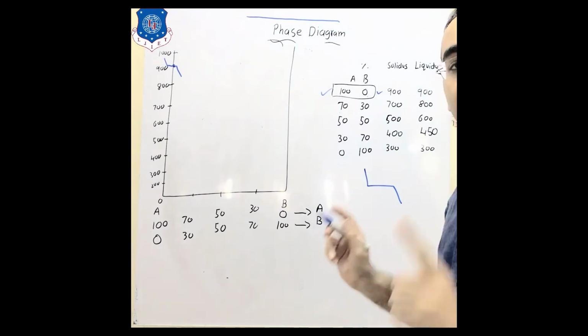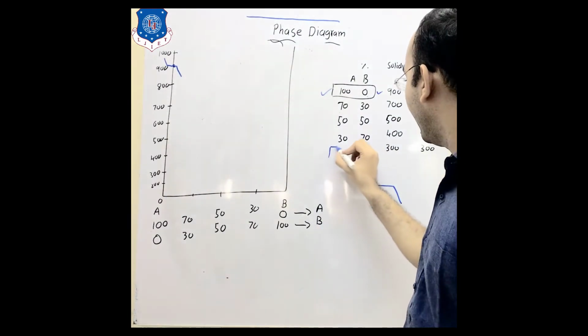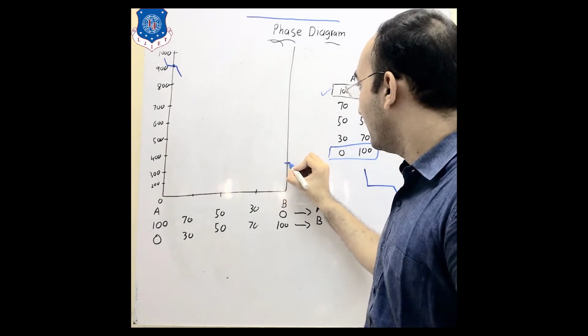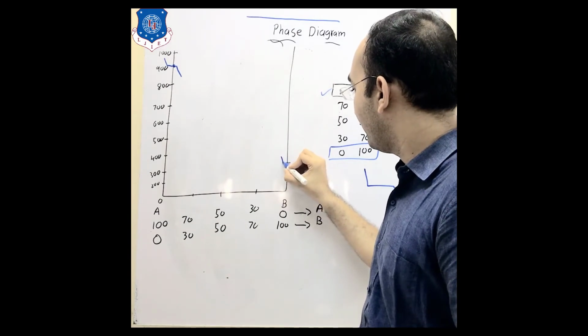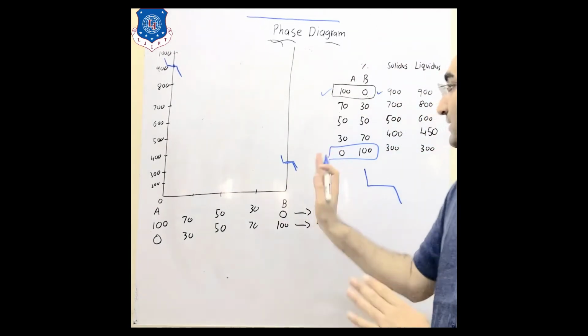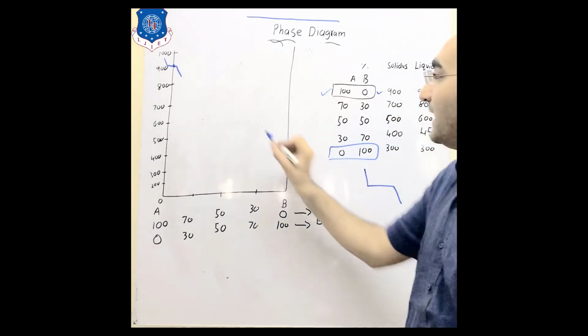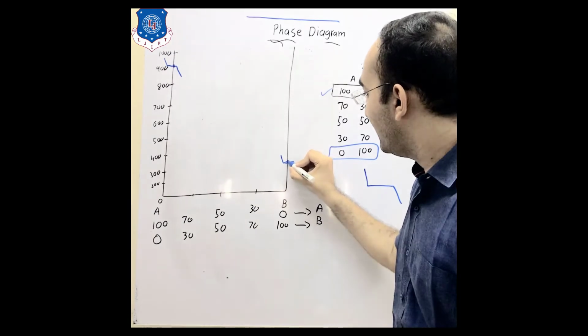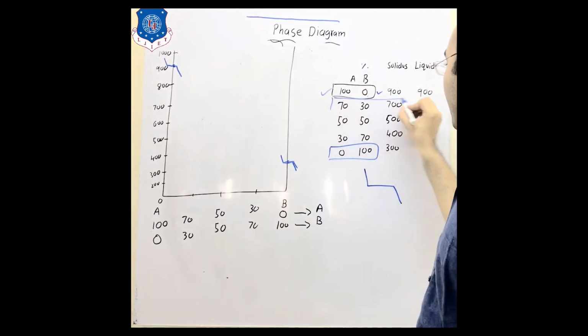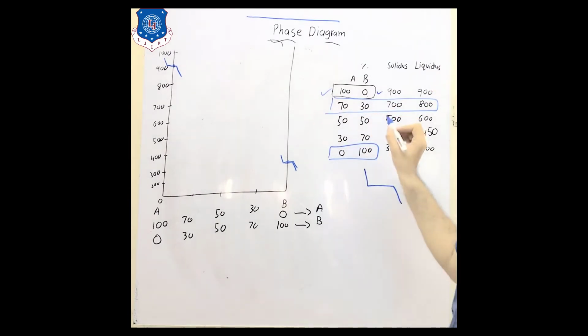Now comes the cooling curve for the pure metal B. What is it? That is 300 degrees Celsius. So over here also we can find this. This is the cooling curve of your pure metal diagram which we have drawn, and at 300 we are plotting this point. Now comes the third one, that is 70-30.